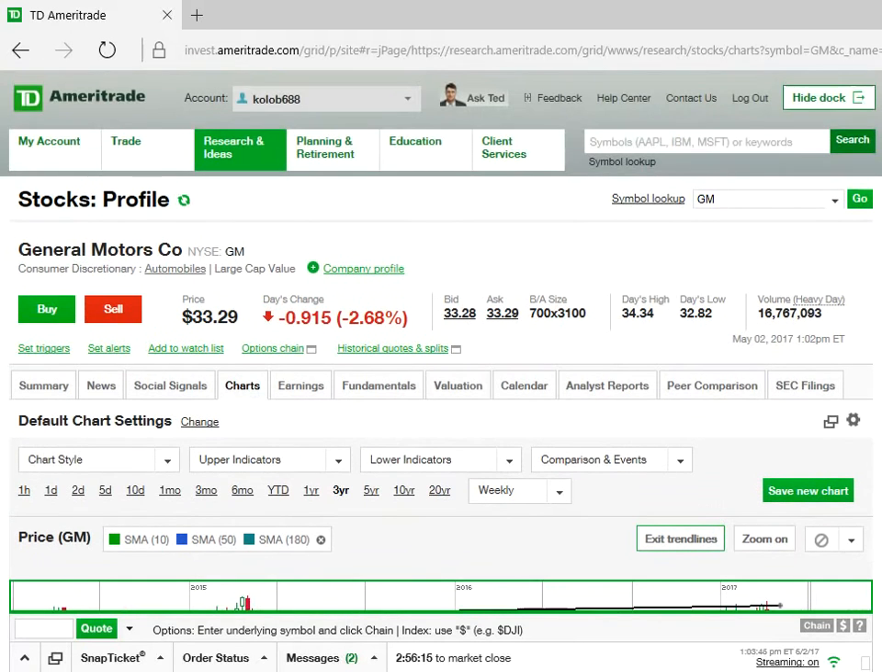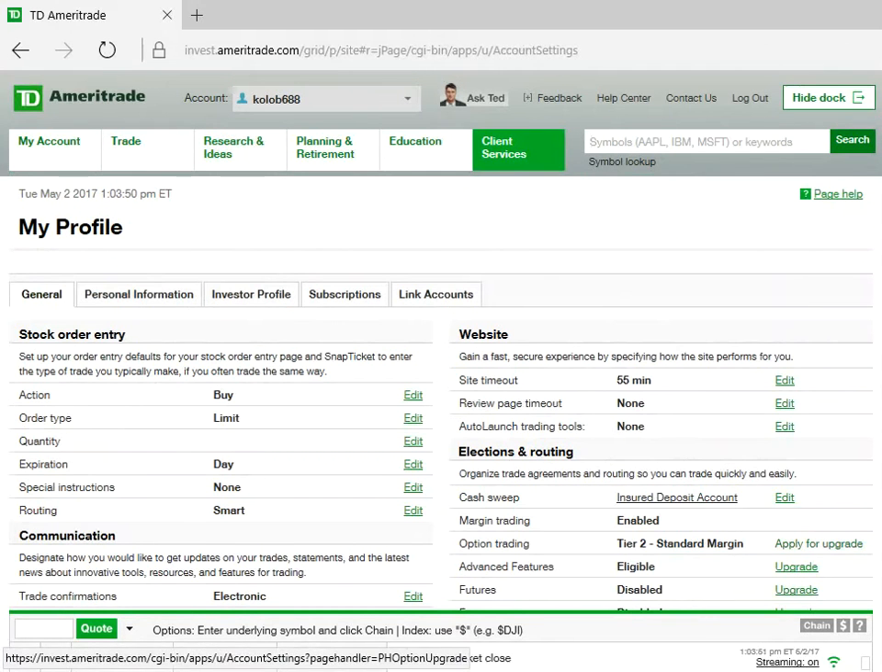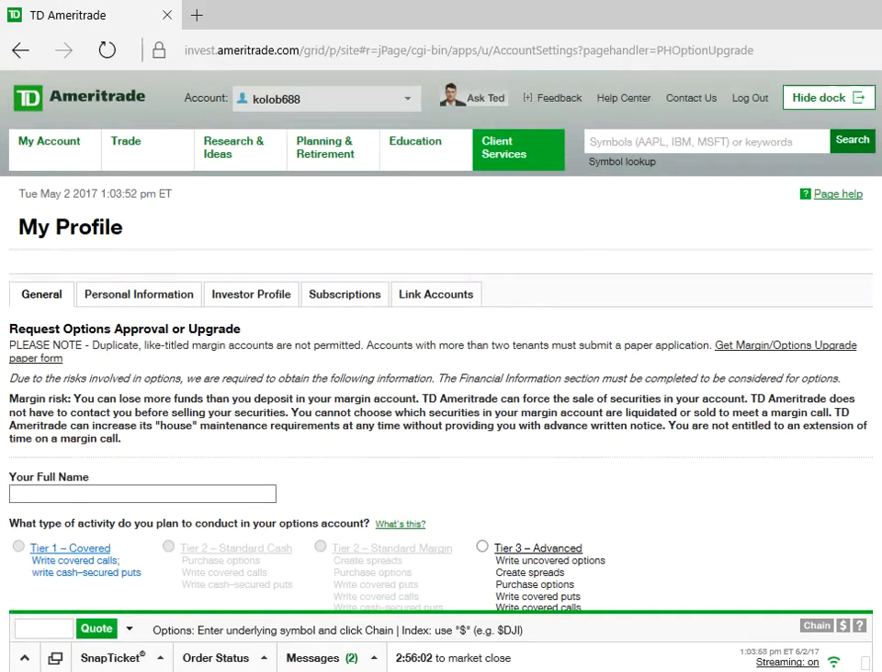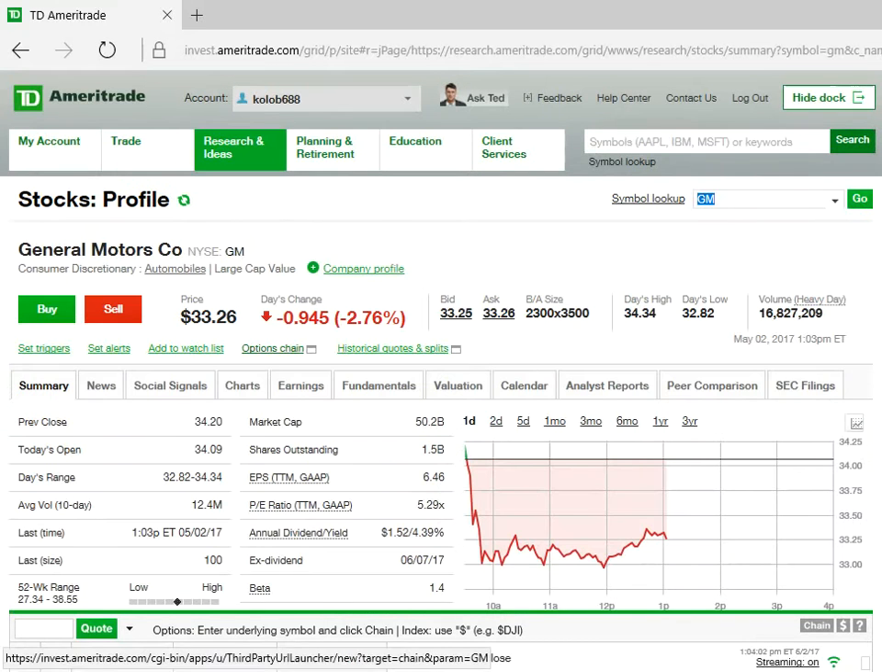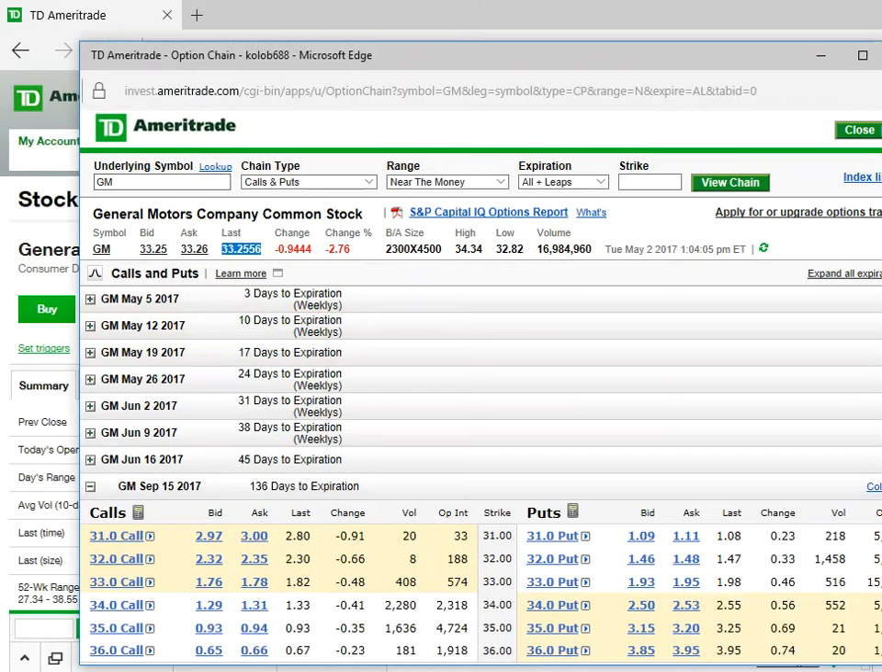So let's go over writing a covered call first. And this is level 1, right? So again, as a quick review, apply for upgrade, and you see level 1 here. You're writing a covered call. So when you're going to write a covered call, let's say that you want to buy some General Motors. It is a range-bound stock, and you buy 100 shares at $33.25. You would need $3,325. You have that money.